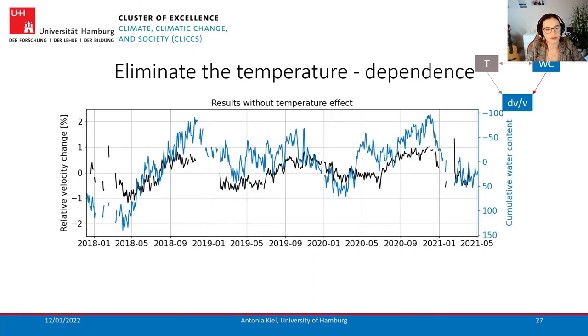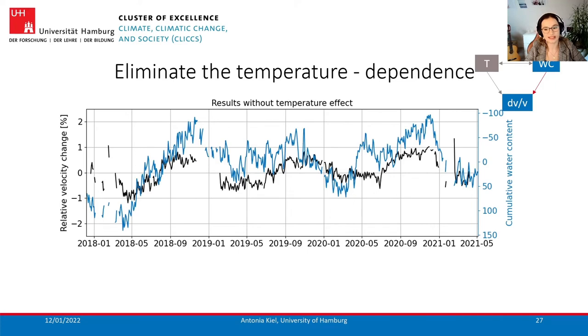But I'm now going to zoom into the plot a bit more. So we see that most of the small peaks align, especially in time, between the water content and relative velocity changes. For example, here in 2019, we see this minimum where the cumulative water content increases. It's shown quite nicely also in the change of the seismic velocity, also right here. So we see that in several cases it already seems to fit quite nicely to each other.